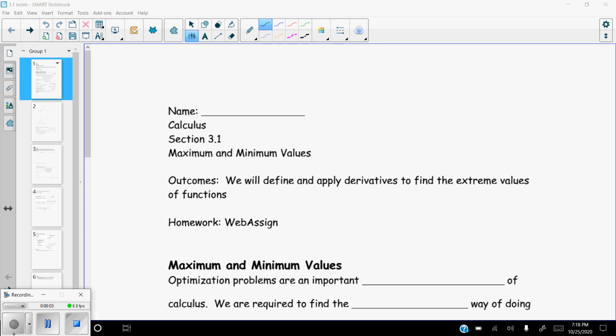Okay, this is section 3.1. This is our first section in chapter 3. It's really a continuation of our applications of derivatives. This is going to be an introduction to maximum and minimum values, specifically using calculus.